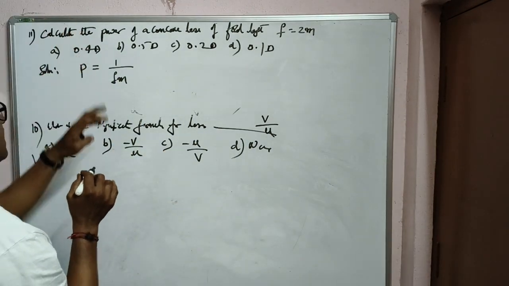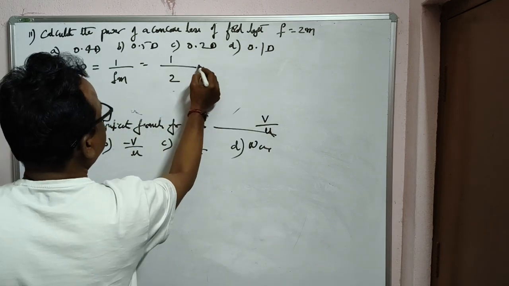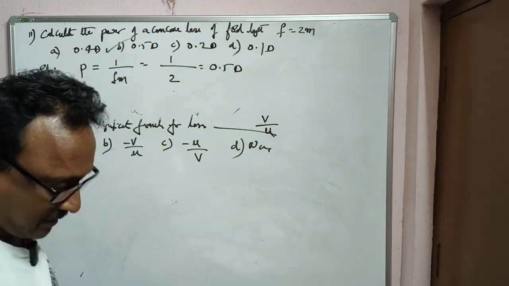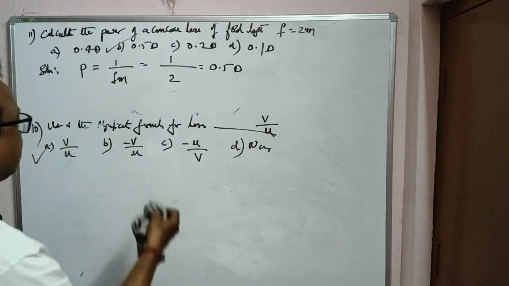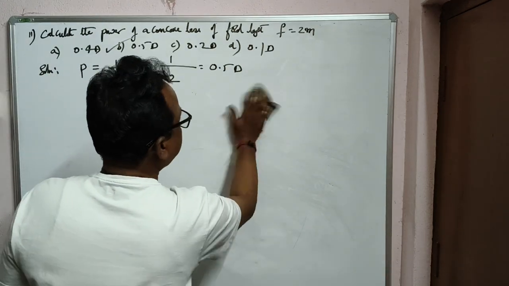For mirrors it is minus 1 by F. Therefore 1 by focal length, 1 by 2 in meters, that is 0.5 diopters. So B is the answer.